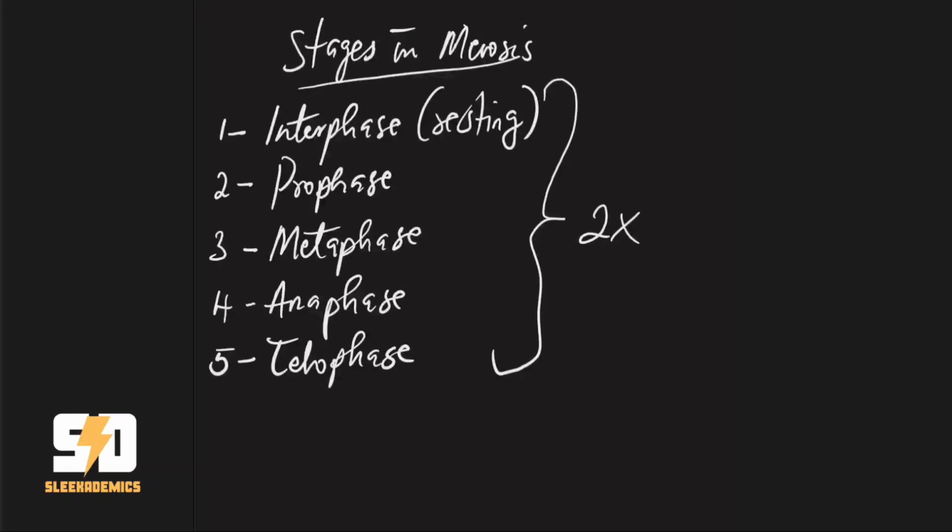The first stage is interphase, also known as the resting stage. Obviously, this happens outside of meiosis, but it's also a very important part of it, because this is where there is duplication of the chromosomes or the chromatin threads. Then we also have the prophase. Then we have the metaphase, the anaphase, and the telophase. So without further ado, let's use diagrams to explain these phases as they come.